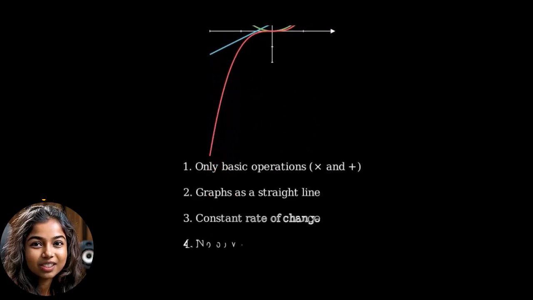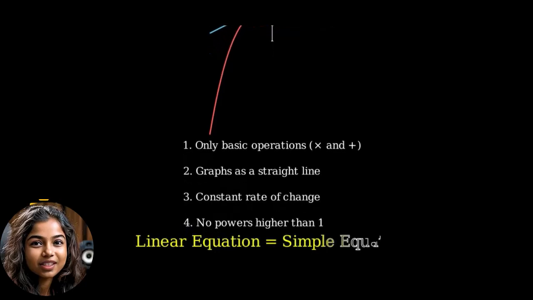First, they only involve basic operations, multiplication and addition. Second, they produce straight lines when graphed. Third, they have a constant rate of change. And finally, they don't involve any powers higher than 1. Therefore, when we refer to a linear equation as a simple equation, we're acknowledging its straightforward nature and basic mathematical operations. This makes it the most fundamental type.